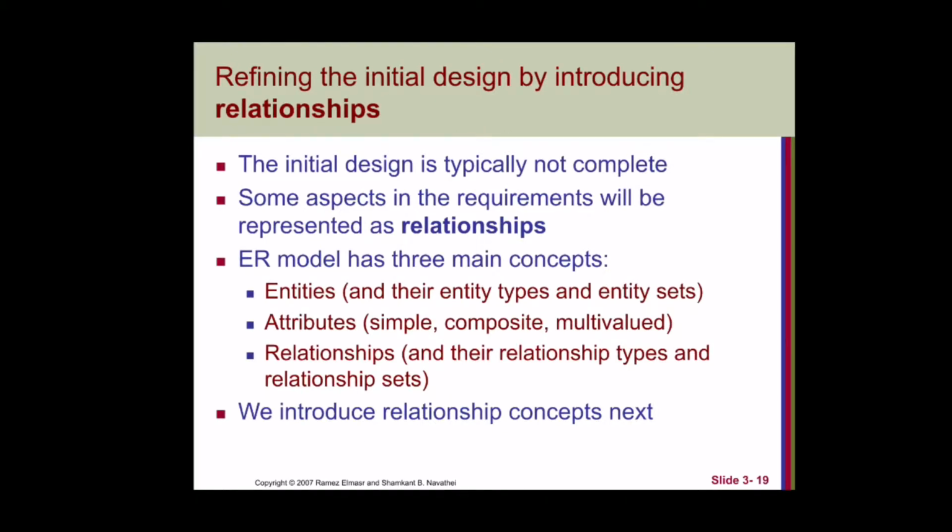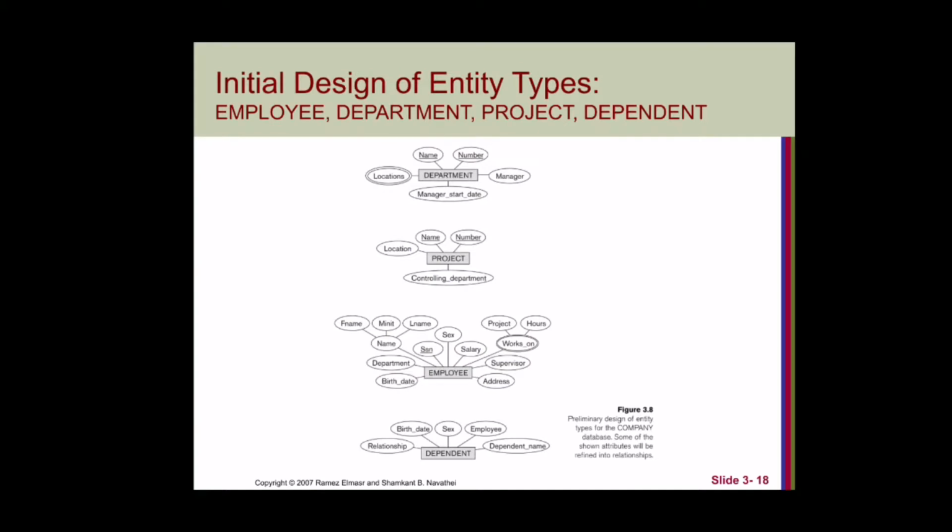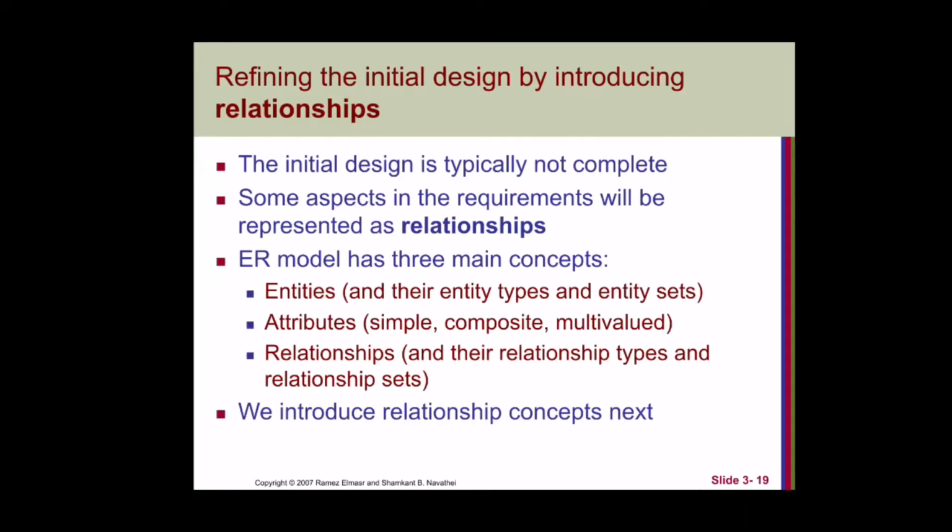The ER model has three things. One is entity, another is attribute, and the third is relationship. But in this diagram, we have shown only entities like department entity, project entity, employee entity, and dependent entity. And apart from that, we have shown the various attributes like locations, name, number, manager start date for the department. And for the project, we have attributes like location, name, number, controlling department, right? Like this, we have explained only the entities and their attributes, but the relationship is missing over there. Now, in the next slide, we can see the relationships.